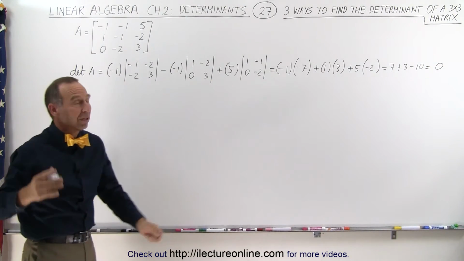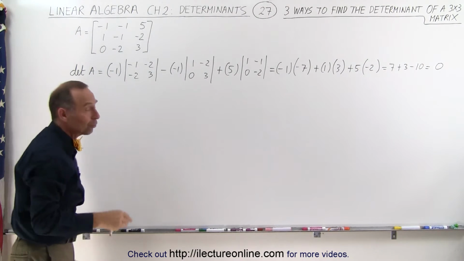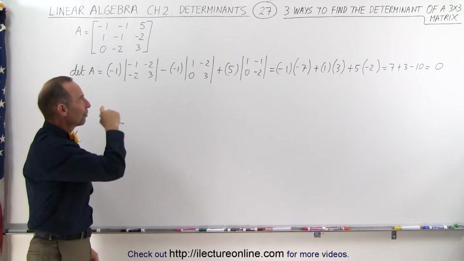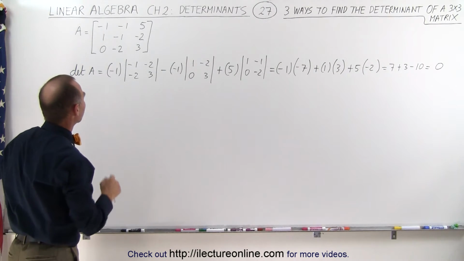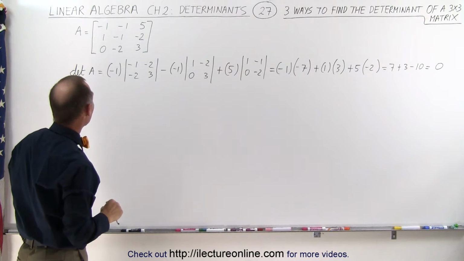That's interesting, but that's the result for that matrix. So the determinant of A is equal to 0, which also means that we cannot find the inverse of that matrix. It's not invertible, or non-invertible, as we call it.